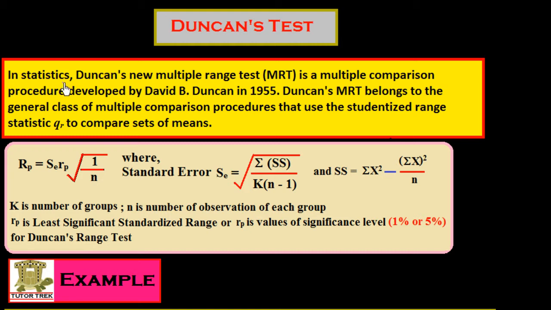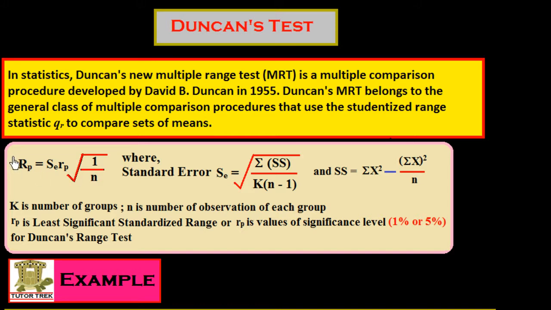Hi friends, welcome. In this session we study about the Duncan's test. In statistics, the Duncan's new multiple range test (MRT) is a multiple comparison procedure developed by David B. Duncan in 1955. Duncan's MRT belongs to the general class of multiple comparison procedures that use the studentized range statistic Q to compare sets of means. Here I would like to explain more about the Duncan's test.